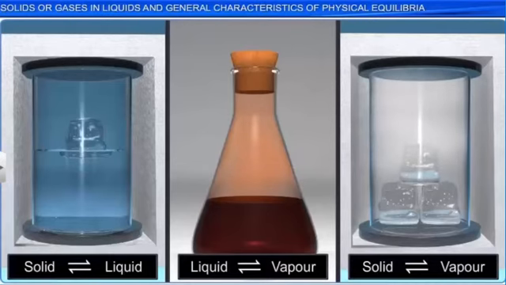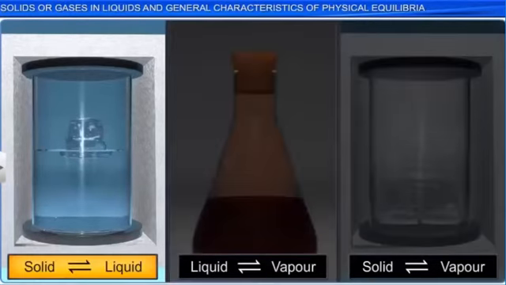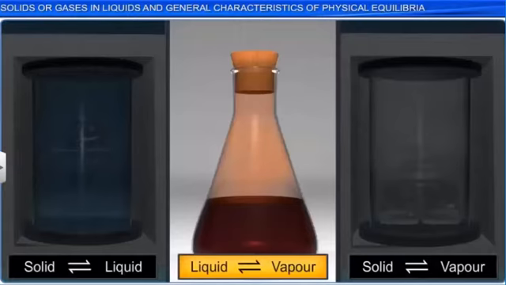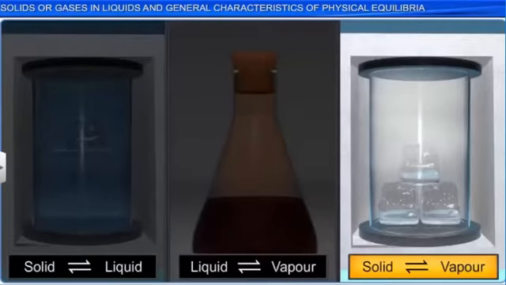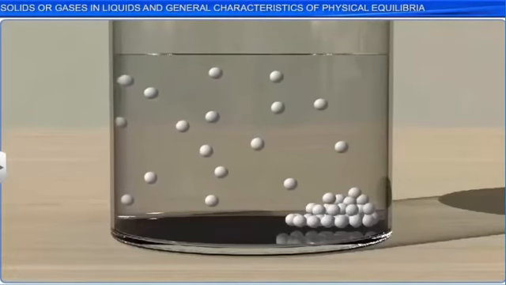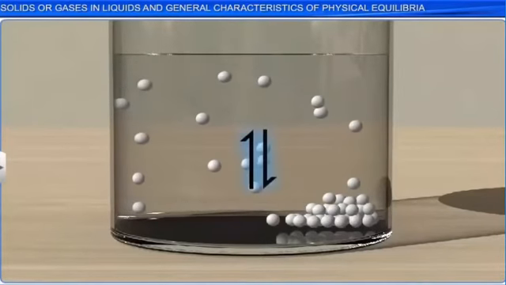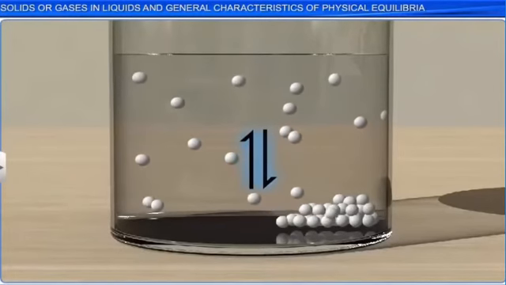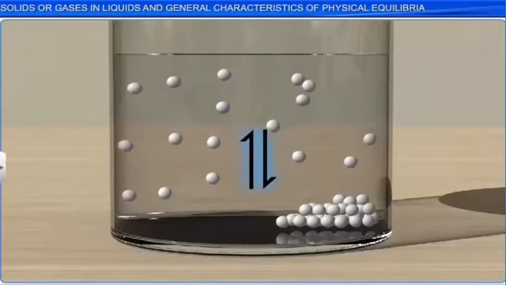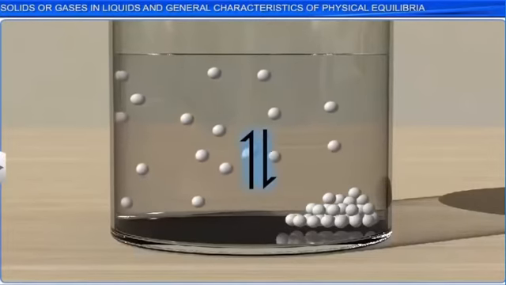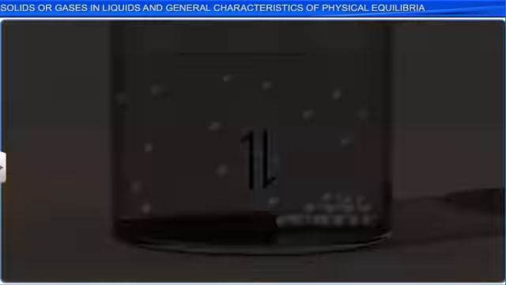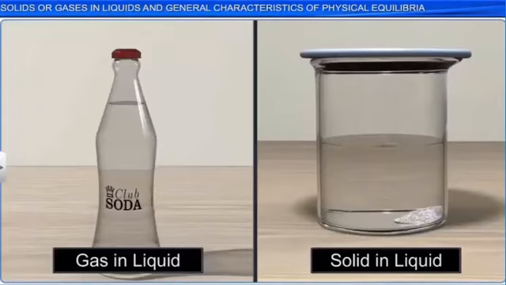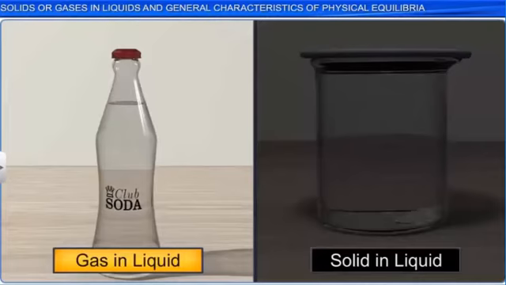You have learned that during physical processes like phase transformation, it is possible to attain equilibrium. Similarly, when a physical process like dissolution is taking place, it is possible to achieve a state of equilibrium. There are two types of dissolution: gas in liquids and solid in liquids.